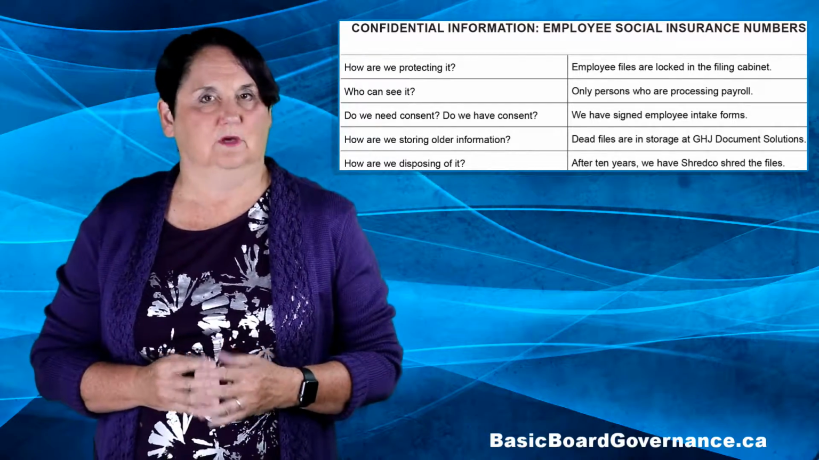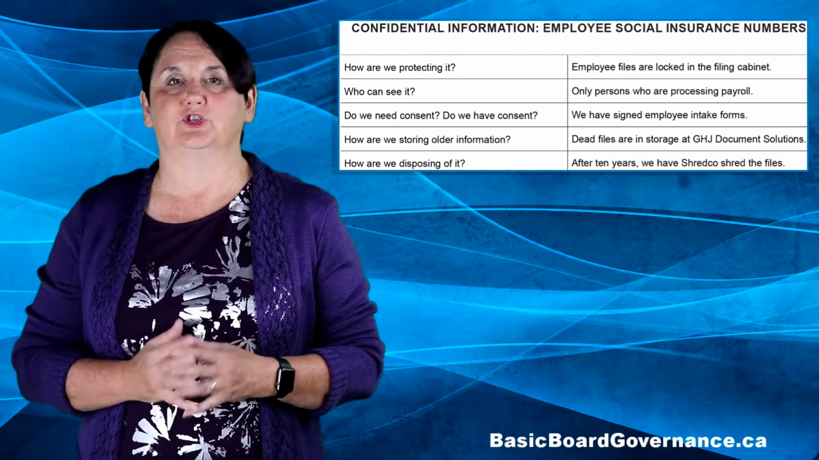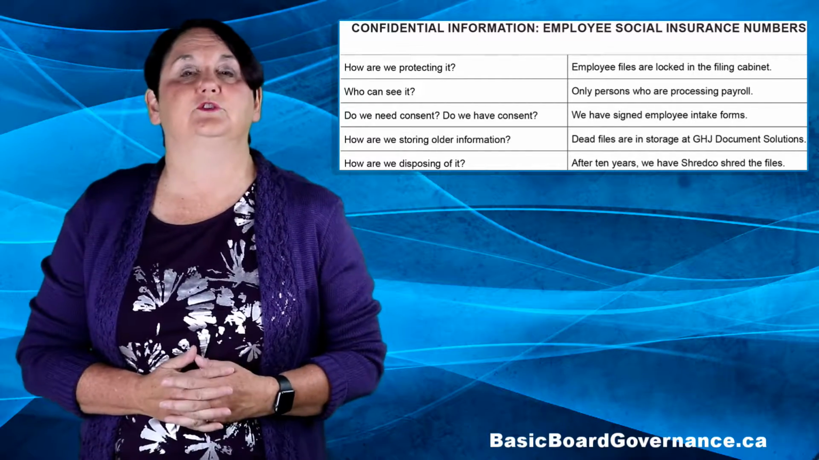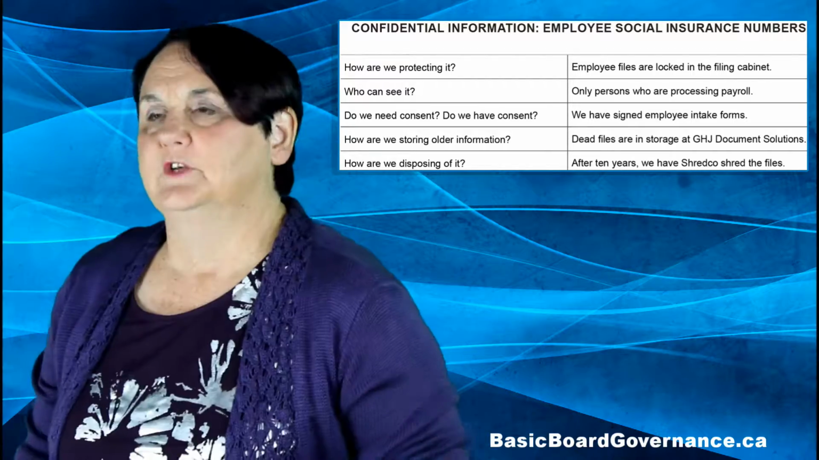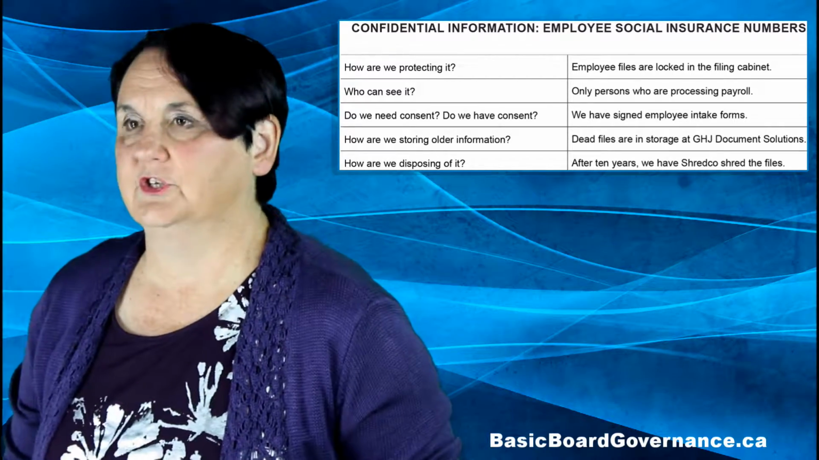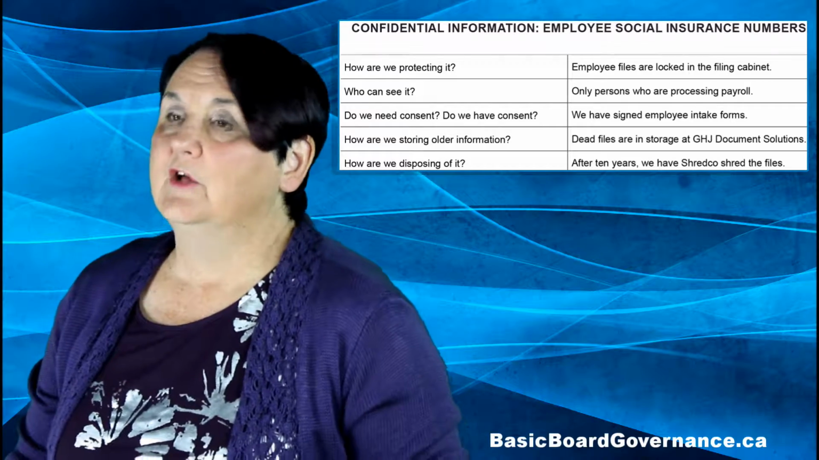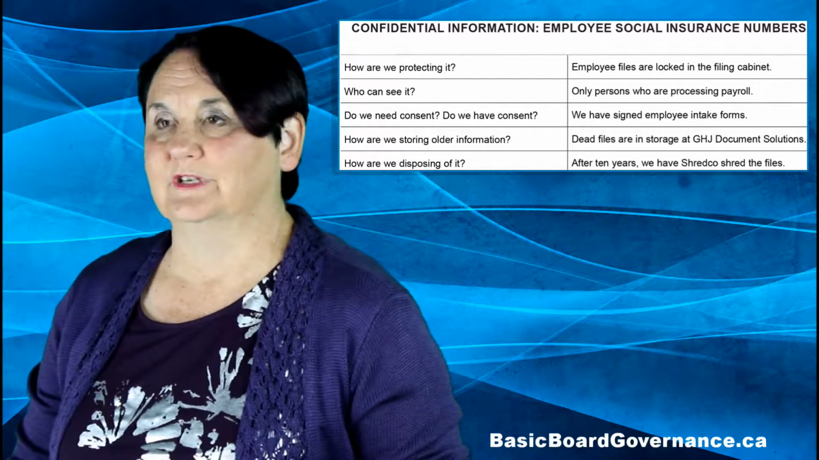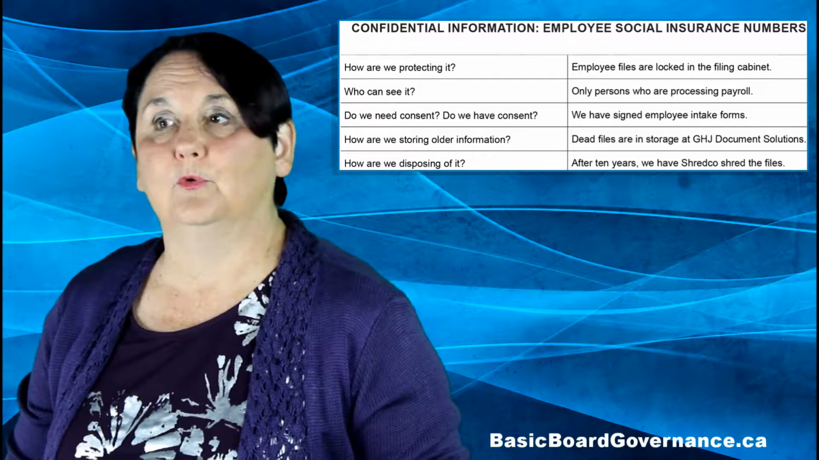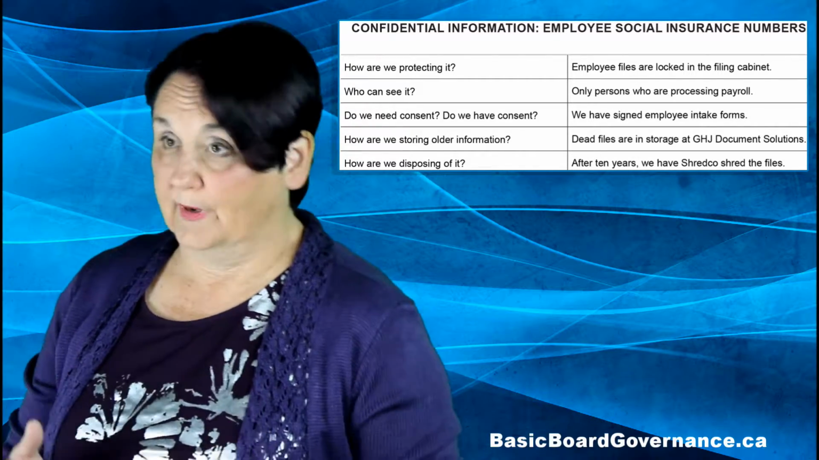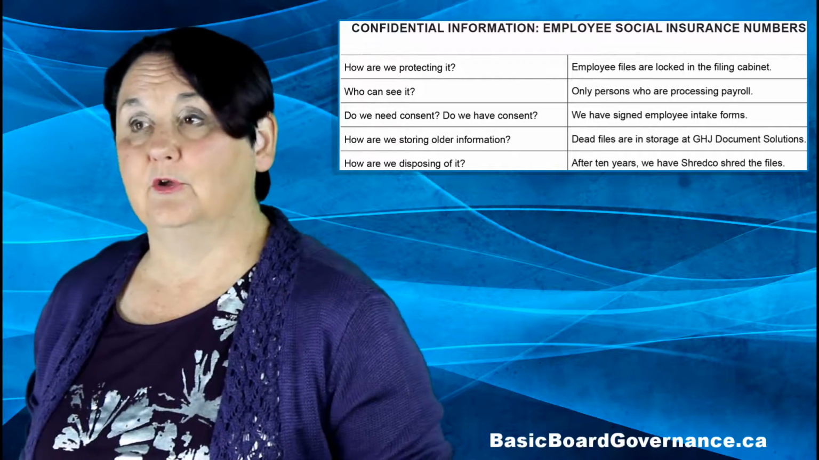Today I'm talking about confidentiality, and I've built a chart for organizations to compile all the information that they need in one place. So basically, if you have confidential information about anybody, there are things you have to do. You have to protect it, you have to have consent, you have to figure out how you are storing it if you've got dead files, and how you're disposing of it.